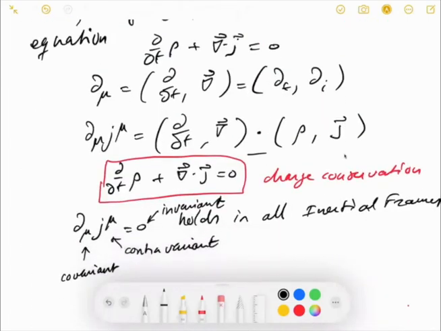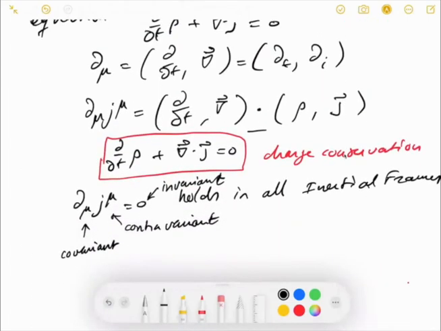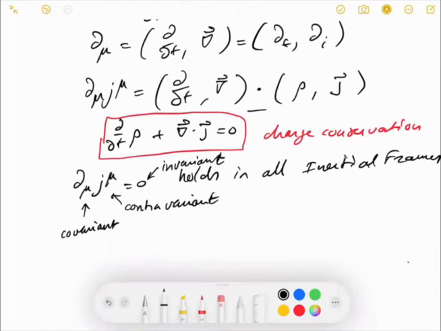The other thing that this expression indicates is that we know the del operator is covariant, and we know that the thing on the right must be an invariant. So therefore, it makes sense.